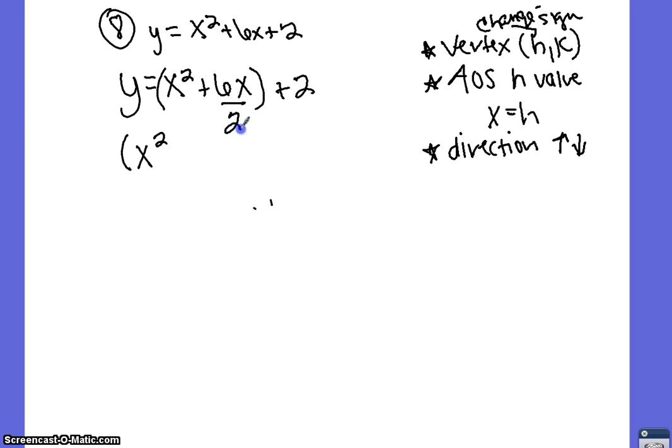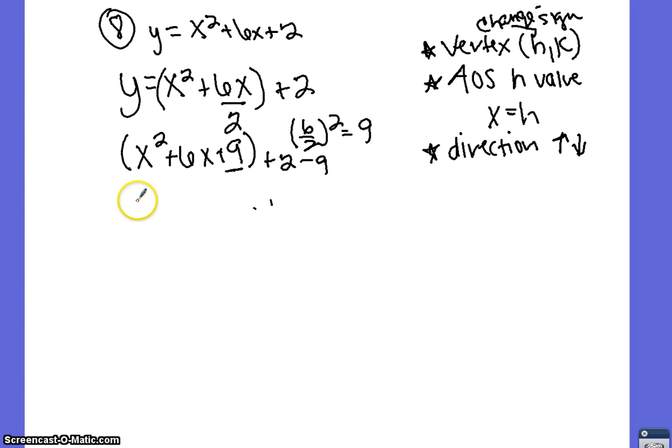Remember, I have the b term divided by 2 squared. So 6 divided by 2 squared is going to give me 9. So I have x squared plus 6x plus 9 in parentheses, the plus 2. And again, whatever I do inside the trinomial, I'm going to have to do the opposite out here. So instead of a plus 9, I'm really going to have a minus 9. So the next step was to turn my trinomial into a binomial. So I have x plus 3 squared, and plus 2 and a minus 9, I'm going to end up with a minus 7. Okay, so here's my new equation in vertex form.